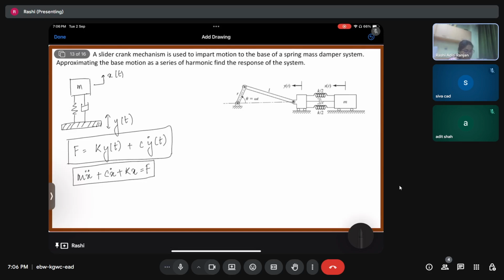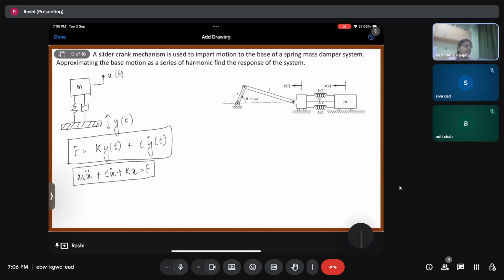Okay. Now, we first need to find the equation for capital F so that we can find the solution for m x double dot plus c x dot plus k x. Okay.